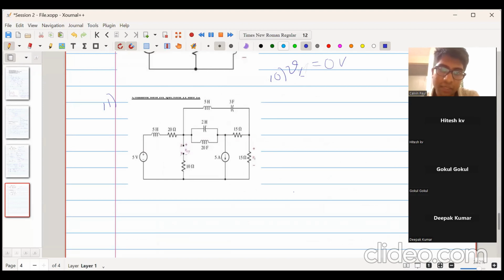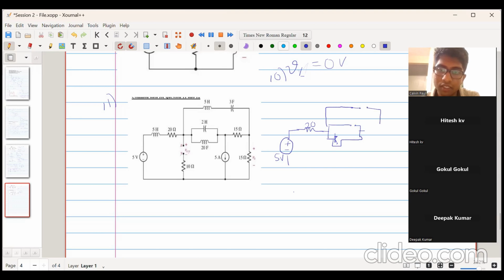So what will happen? This capacitor acts as an open circuit and this inductor acts as a short circuit. That's why we will draw it. It will become like this. Plus minus 5 volt, 20 ohm. This is short circuit, this is open circuit, and this is short circuit. This is short circuit for the inductor and an open circuit for the capacitor.